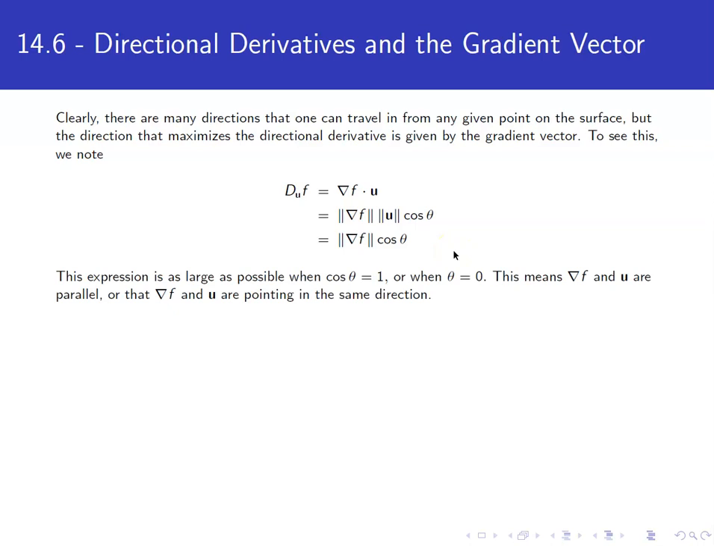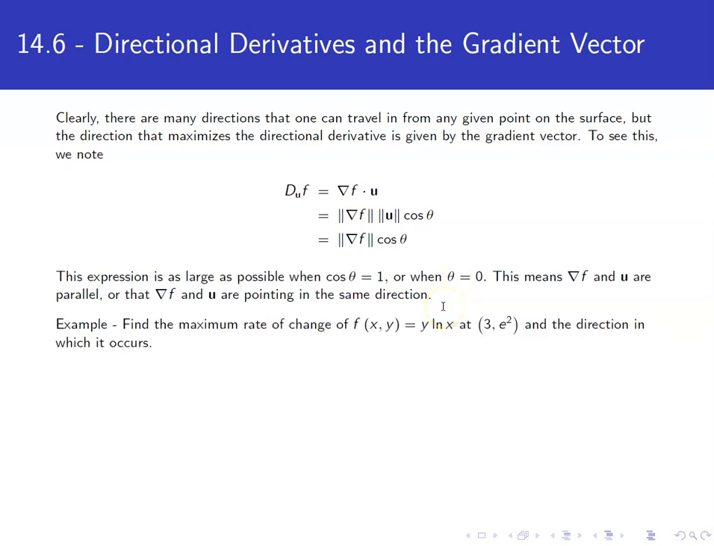Certainly this expression is as large as possible when cosine is as large as possible. So that means our cosine would need to be 1, or theta equal to 0. If the angle between the two vectors is 0, that means our gradient vector and the unit vector are parallel to one another, or more specifically, they're pointing in the same direction. So therefore, the gradient vector gives us our direction of maximum increase. Also, when cosine of theta is equal to 1, the magnitude of the gradient is that maximum rate of increase.